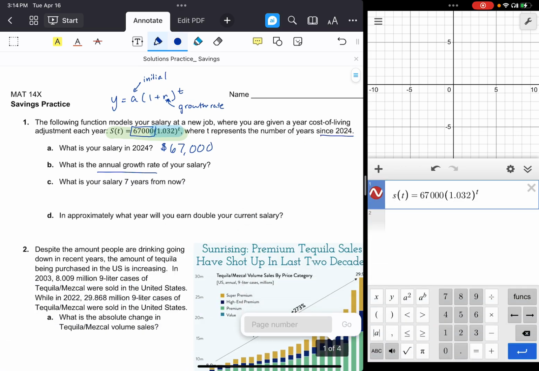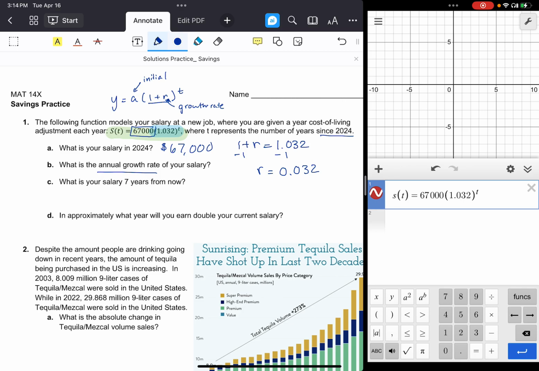I could set myself up a little equation because that 1 plus R, that entire thing in parentheses, is what we did to get 1.032. I'm going to subtract 1 from both sides to solve for R. So R equals 0.032. Now be aware, this is not the growth rate yet.